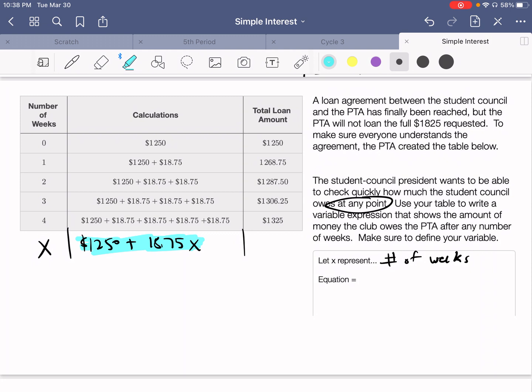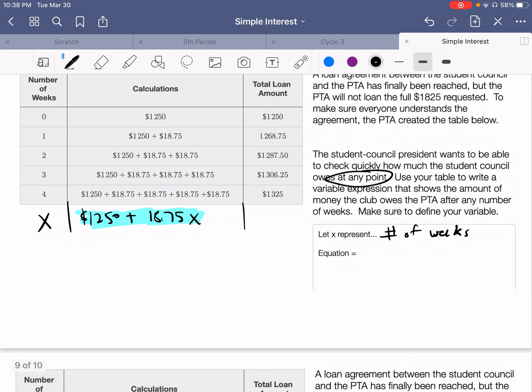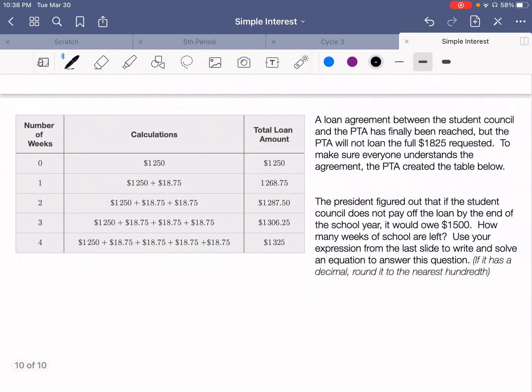And this down here says equation. I guess you could write, yeah. We're just going to leave it as an expression. And now we're going to use this. So the president figured out that if the student council does not pay off the loan by the end of the school year, it would owe $1,500. How many weeks of school are left?